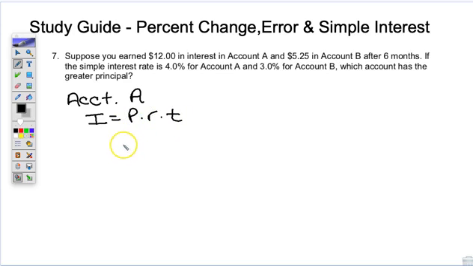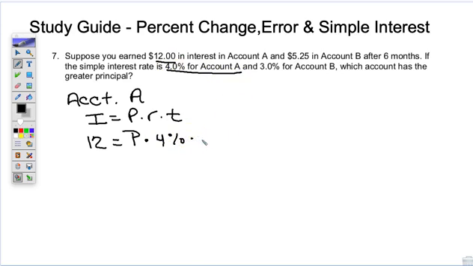And we are going to be looking for that principal. So in account A, it said we earned $12 in interest. So let's go ahead and replace I with 12. Since we're looking for the principal, let's leave the P in the problem. We've got 4% in interest, right here, it says that for account A.